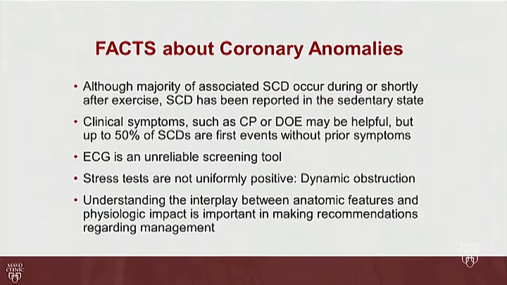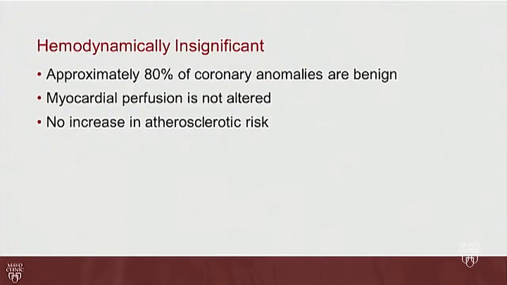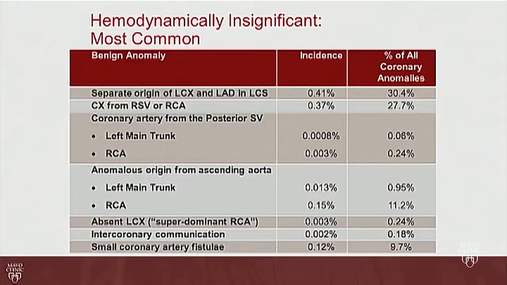ECGs are completely unreliable as a screening test. Stress tests are not uniformly positive because of dynamic obstructions. And so you really have to understand the interplay between the anatomic features and the physiologic impact of the coronary anomalies. About 80% of coronary anomalies are hemodynamically insignificant and really just an incidental finding. Myocardial perfusion is not altered, and there's no risk of increased atherosclerosis.